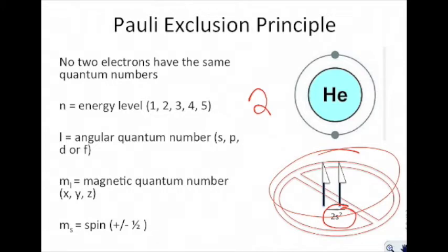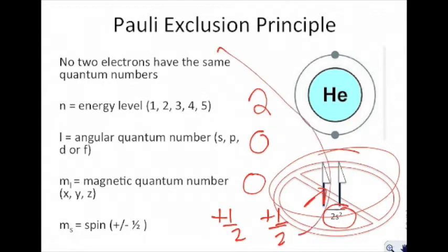The angular quantum number, because it's an s orbital, would be 0. The magnetic quantum number would be 0 because there are no subshells. And then the spin, as shown here, is both plus 1/2. That right there is a violation of the Pauli exclusion principle, because two electrons in the same atom have the same quantum numbers.